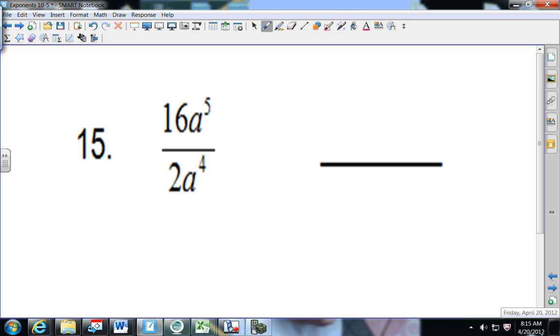Next one, pause and see how you do. First off, make sure that you did not write 14. You take 16 divided by 2 and get 8. 5 minus 4 is 1, so it's a to the 1st power.